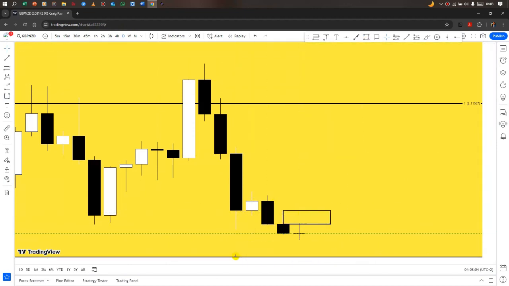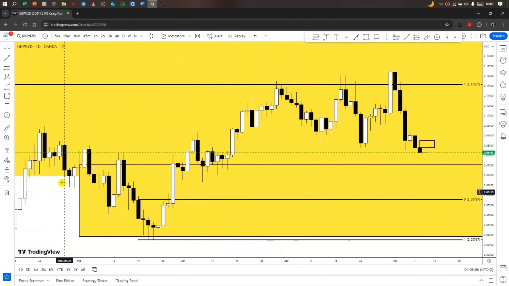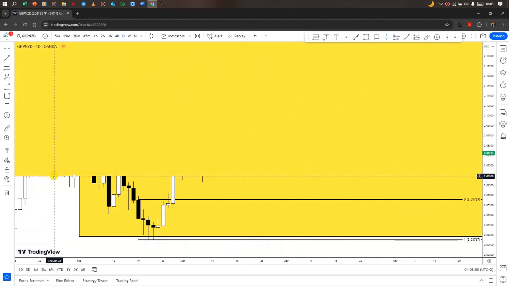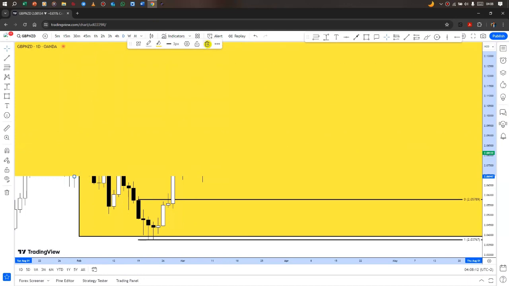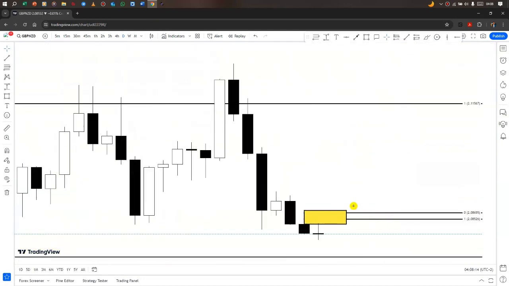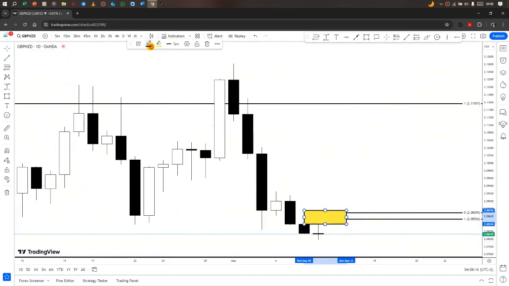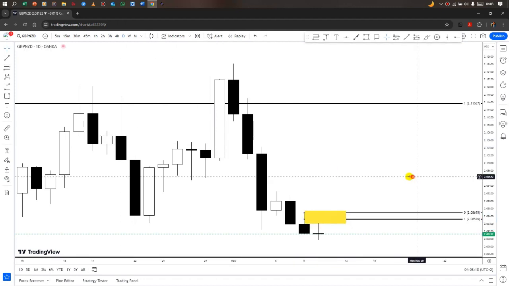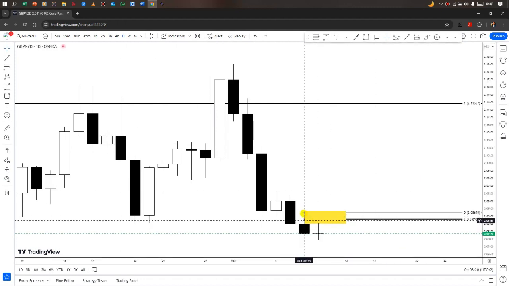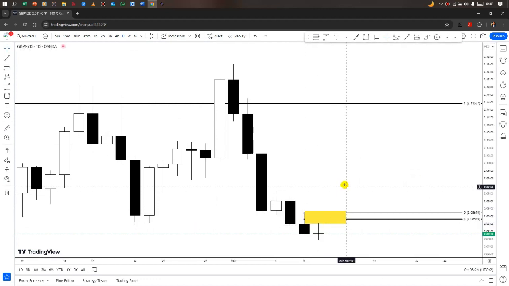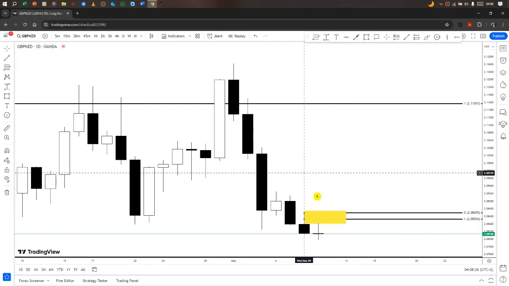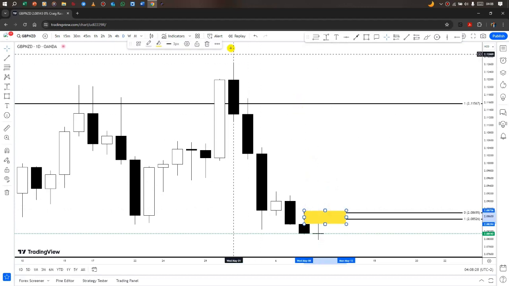Guys, whenever you select your supply zones, this is not the only one that we have. Let me delete these yellow boxes so that we can see clearly. So this is our monthly supply zone, our weekly supply zone. So this is our first daily supply zone. I had to refine it on the smaller time frame to find the low risk and high reward zone.